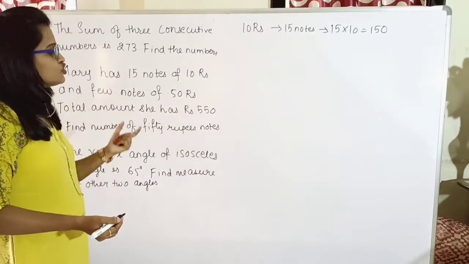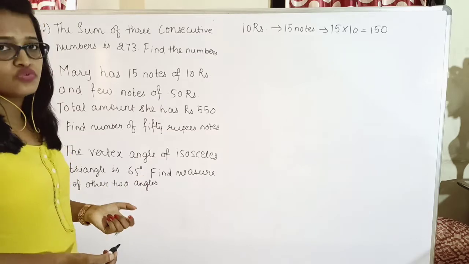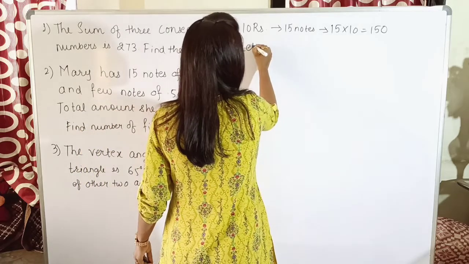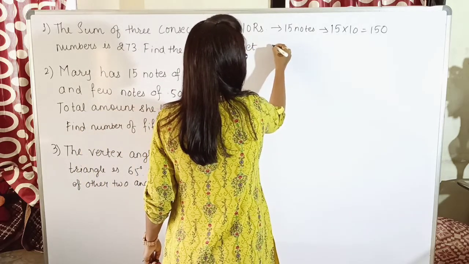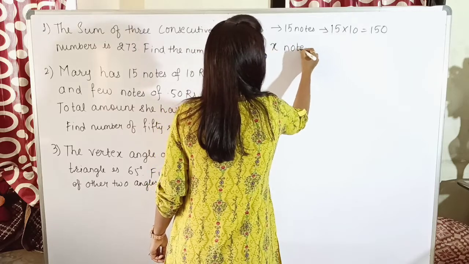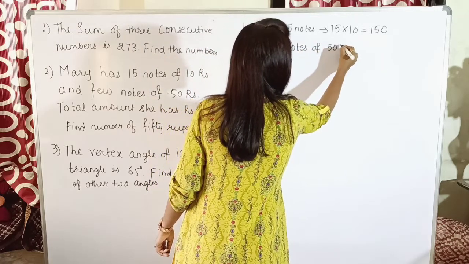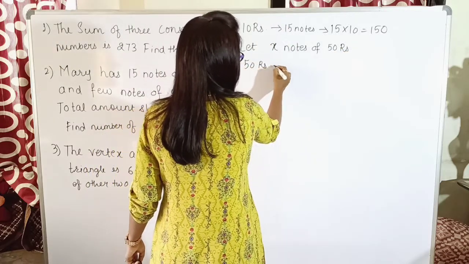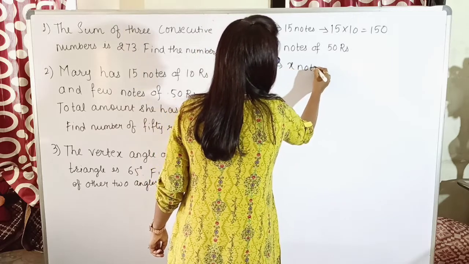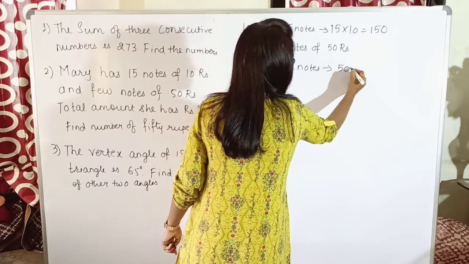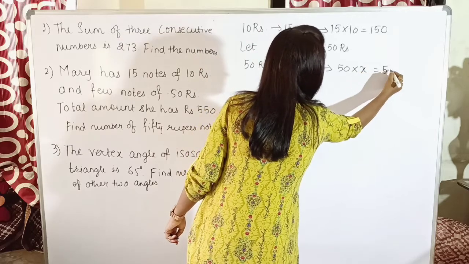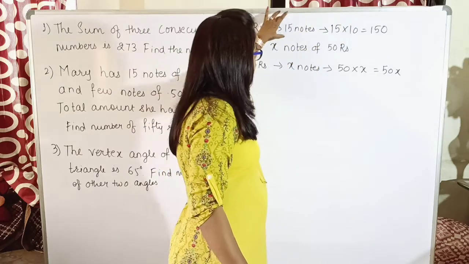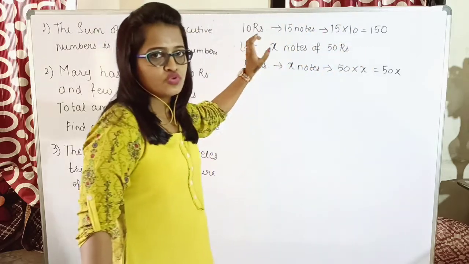Now she is having few notes of 50 rupees. Now that few notes I don't know, and those notes I have to find also. So let us assume that she is having x notes of 50 rupees. So the amount will be 50 rupees, x notes will give me 50 into x, or I can write it as 50x. Okay, so this is the amount of 10 rupee notes she is having, and this is the amount of 50 rupee notes she is having.